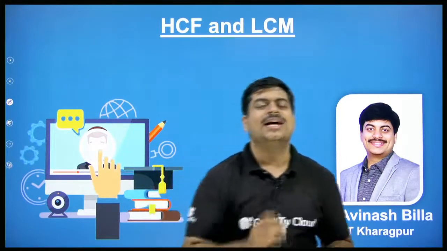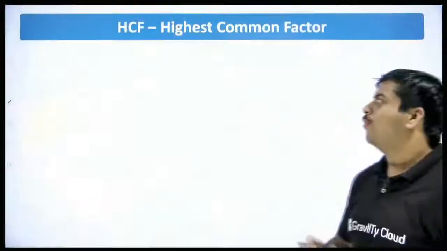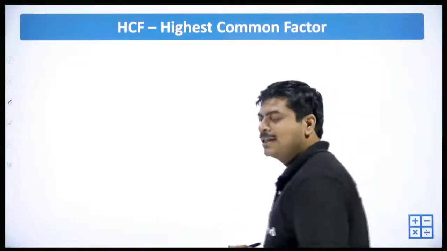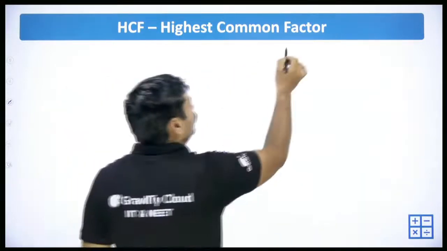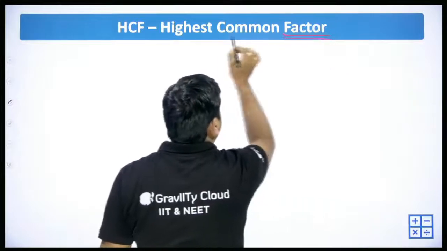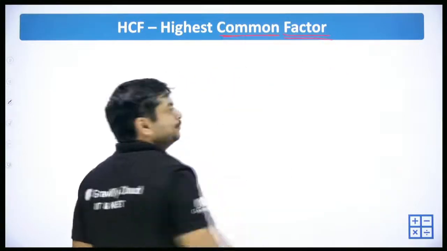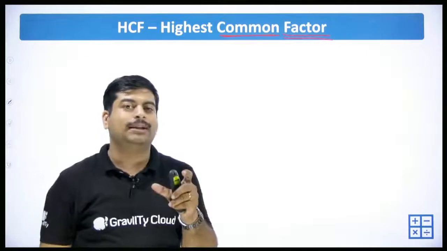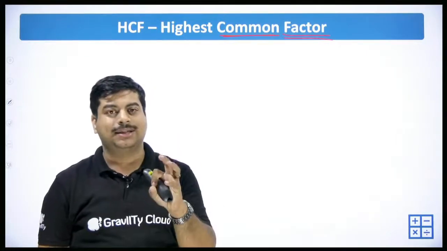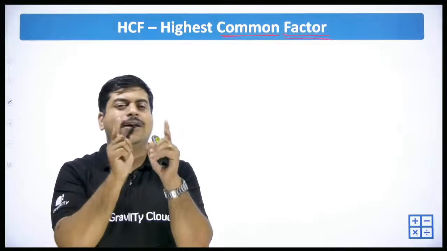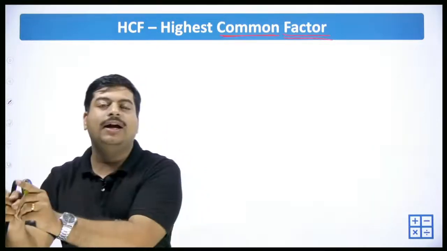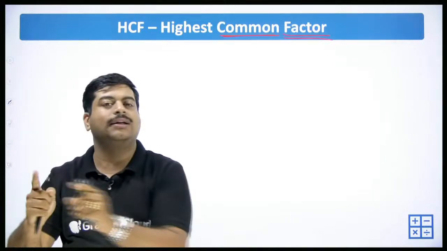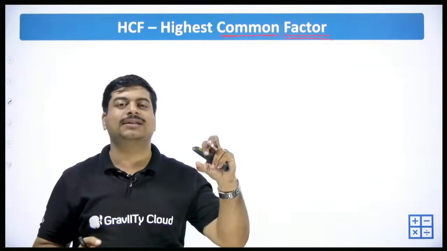Let's start today's session. Let us first try to understand what HCF is. The name itself says highest common factor. You already know what factors are, but what do we mean by common factor? Whenever we discuss common, it should be common between two, three or four numbers. Taking one number, writing its factors and calling them common is not correct. Common means we should have at least two numbers, and from there we take the common factor.